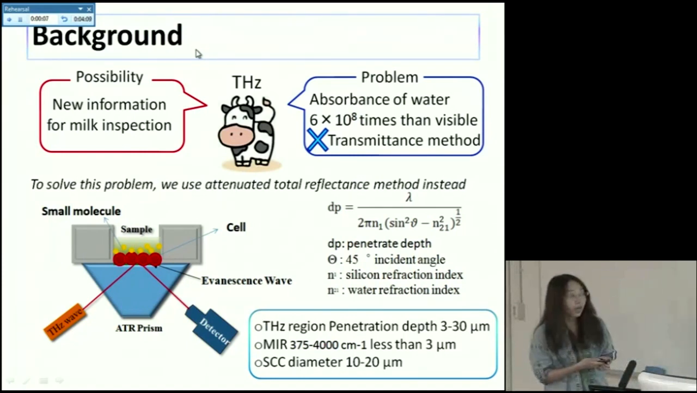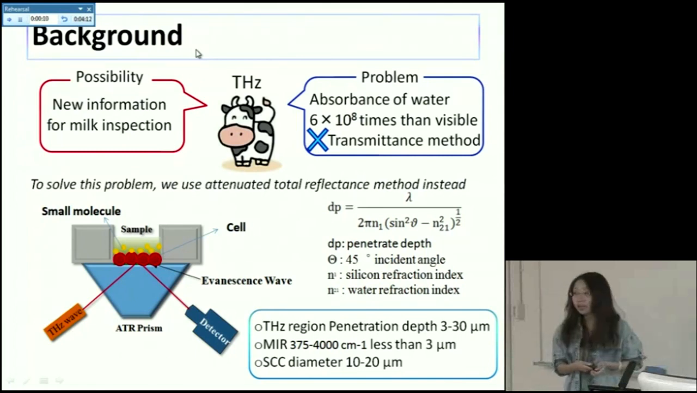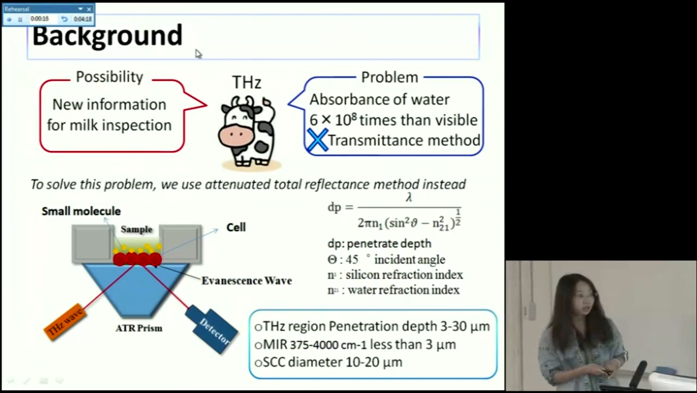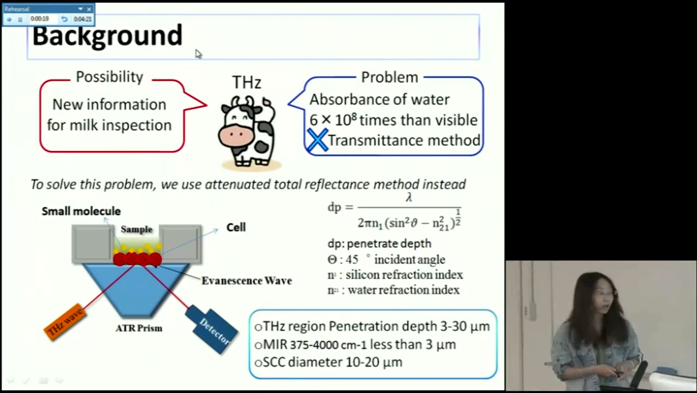Based on this equation, I estimated the terahertz region penetration depth is from 3 micrometers to 30 micrometers, and in the mid-infrared region it is less than 3 micrometers. As we know, the somatic cell diameter is about 10 to 20 micrometers. So it's just like this. The red one is a cell, and the yellow ones are small molecules, such as protein and other compositions. So we hypothesize that cell existence will influence the accuracy of milk composition examination.